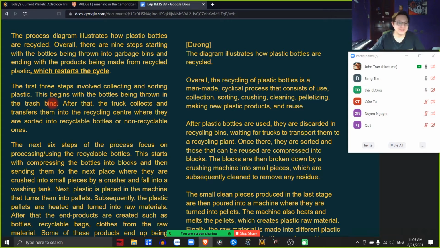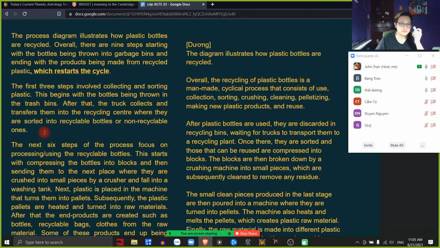Rồi. This begins with the bottle being thrown in the trash bin. After that, the truck collects. They are sorted into recycling bottles. Sau đó cái xe tải nó thu gom và chuyển chúng vào cái trung tâm này, nơi chúng được phân loại thành hai dạng bottles. Cái tái chế được, cái không tái chế được.